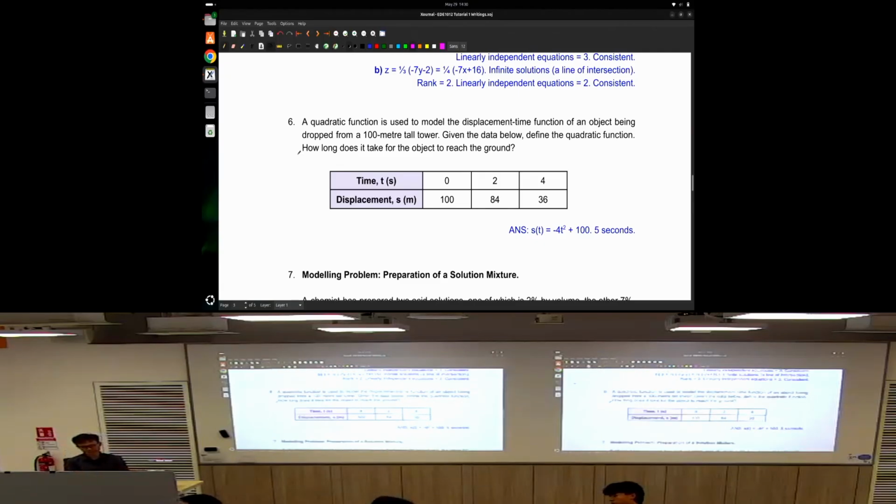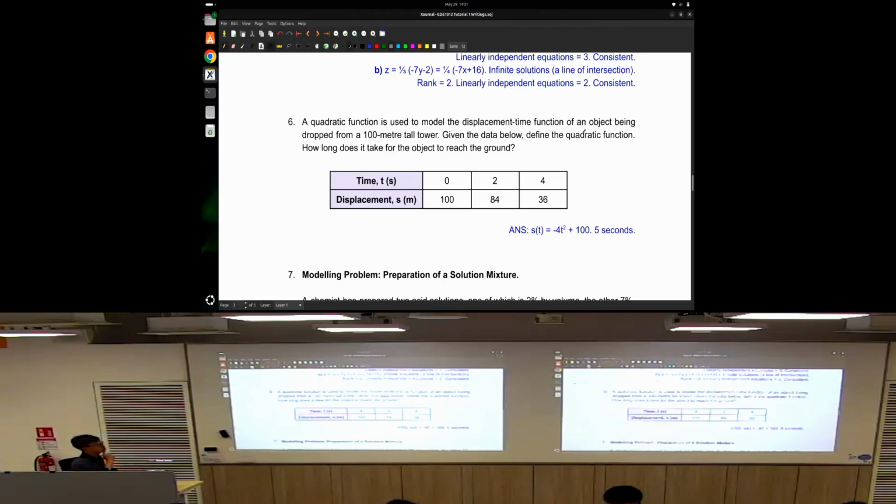The story here is you have a quadratic function used to model the displacement time function of an object being dropped from some tower. Given the data below, define the quadratic function. In your physics in year 1, you might have noticed that if you neglect air resistance, then the path an object takes is governed by a parabolic function. Parabolic or parabola means quadratic function.